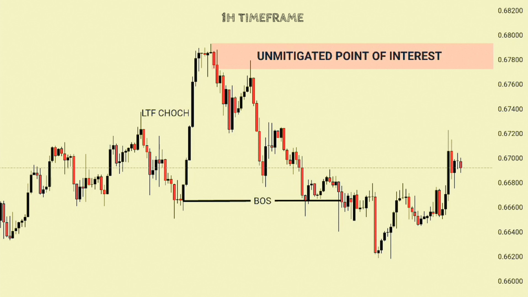Because price moves away impulsively, it tells us that large sellers were active and not fully satisfied. This area becomes important because unmitigated points of interest tend to attract price back for mitigation. Institutions often revisit these zones to complete remaining orders before continuing the move.